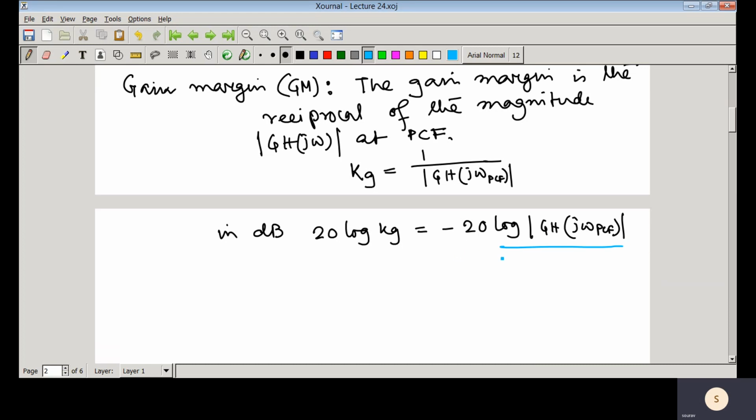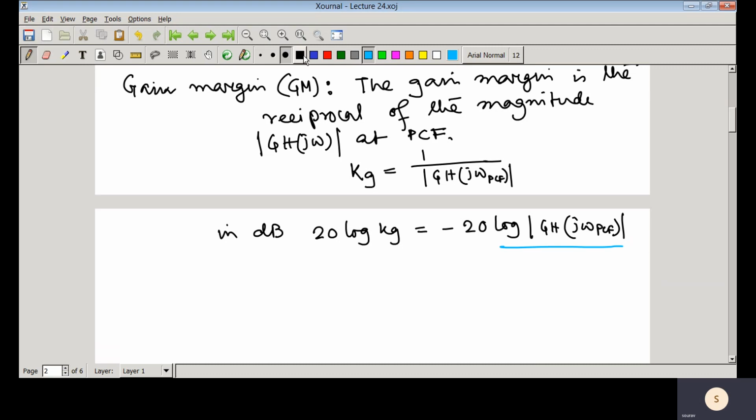So in case of a stable system, that gain margin is always positive, but that gain margin may be negative if it is a non-minimum phase system. That means if it is unstable, or if it has some zero on the right half plane, you may have that negative gain margin. But in case of stable systems, you have that positive gain margin.